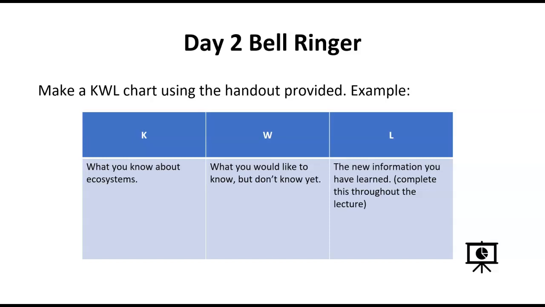So here's an example. The K represents what you know, okay? The W represents what you want to know, and then L represents learn, new information you have learned. So you're going to start by creating a chart. What you're going to do is list the things that you know about ecosystems already. So maybe that's key terms, maybe that's some definitions of some words.